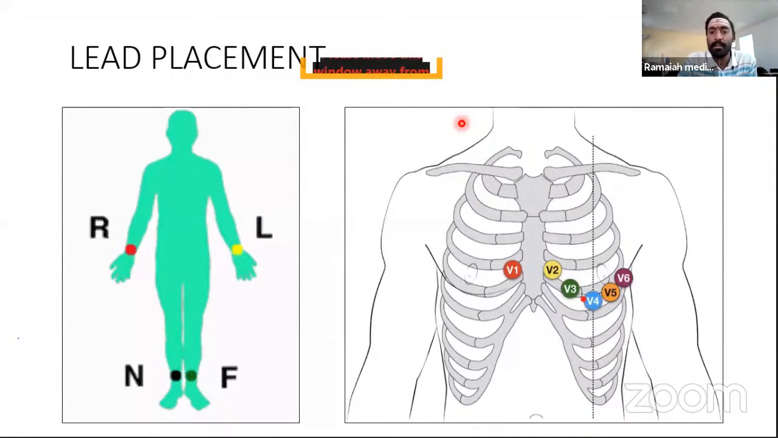It is a unipolar lead. All the precordial leads are unipolar and V stands for voltage. We are measuring voltage. So these are the routine leads. With this, we have 6 limb leads, and we have 6 leads which are the precordial or chest leads. So in total we have 12 leads. There are some modifications that we sometimes do.